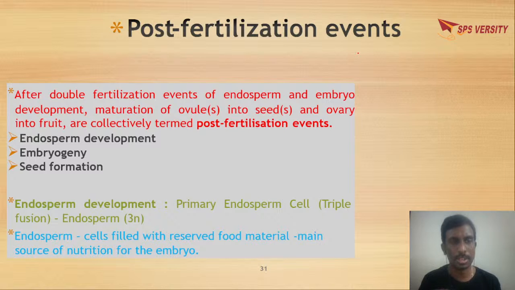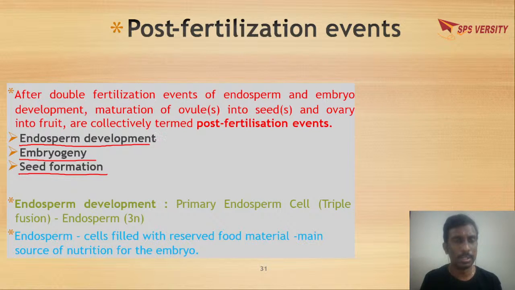So fertilization has completed. What happens after this? After fertilization, we can see the development of endosperm. Next, development of embryo. Next, seed formation. These are the three activities which take place after double fertilization.